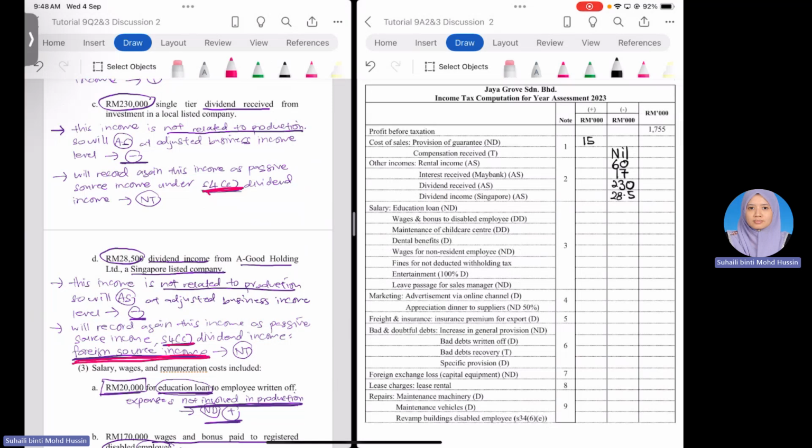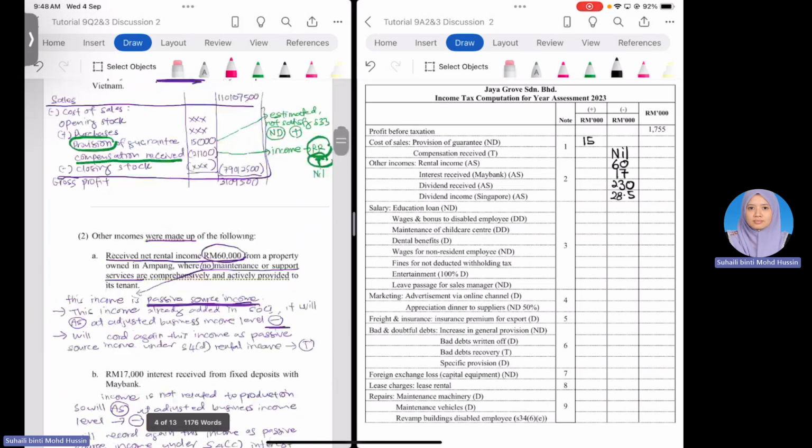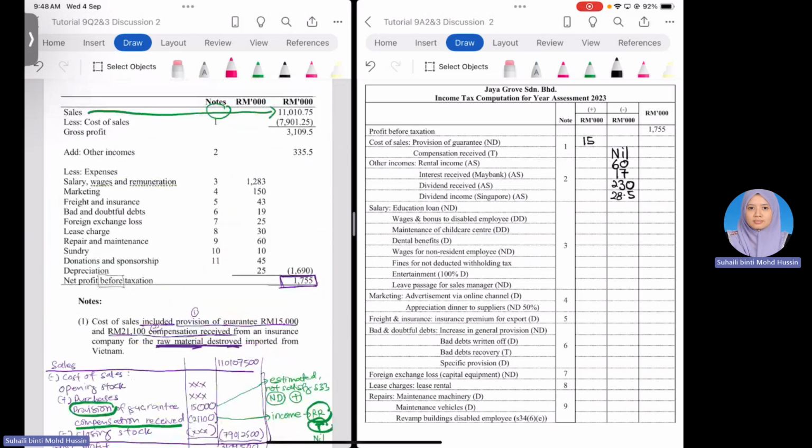Okay, that one is number 2 item listed in the number 2 for the income that is not related to the production of the household product. So we have to minus out all the amount and it will appear again under the related section, section 4 subsection C or section 4 subsection D.